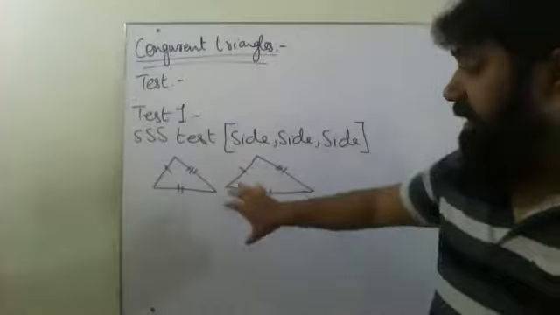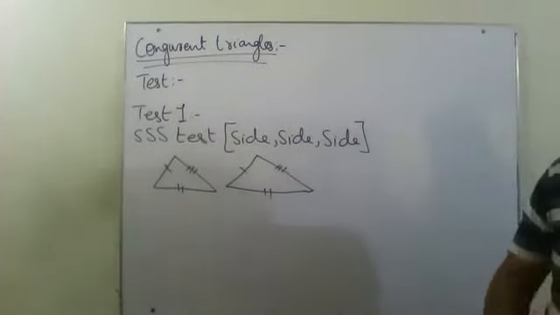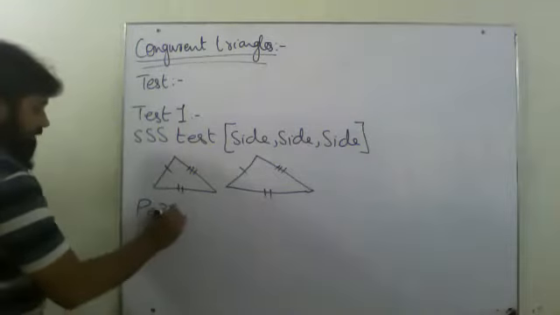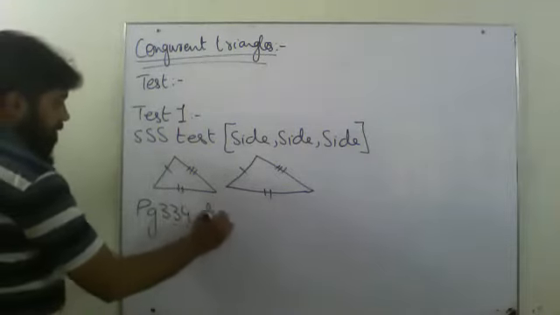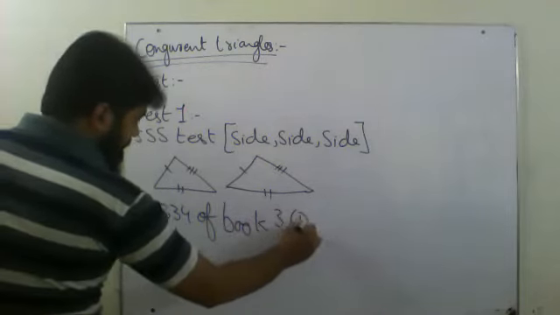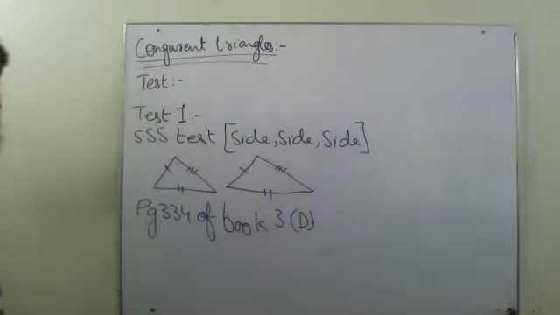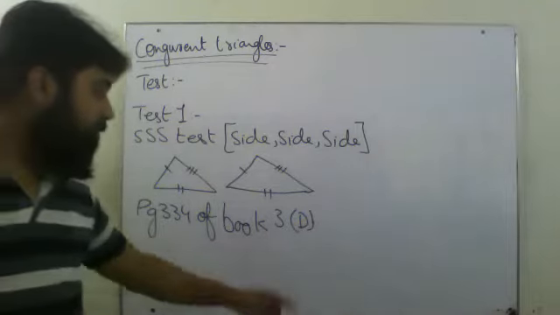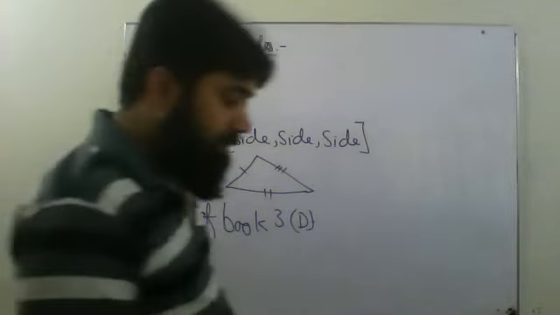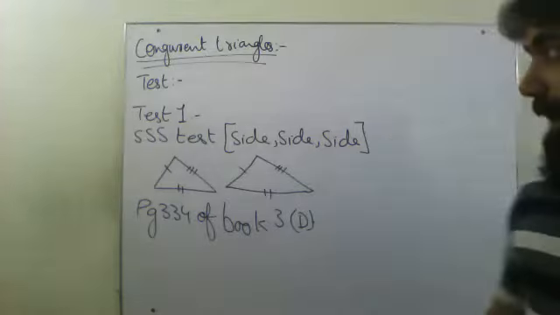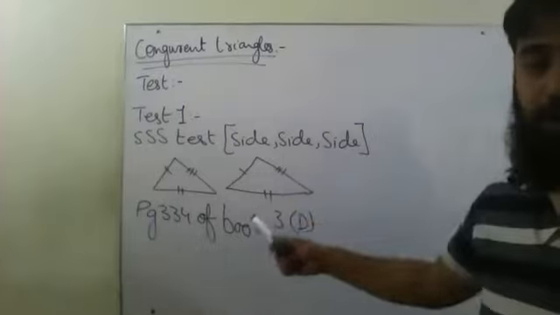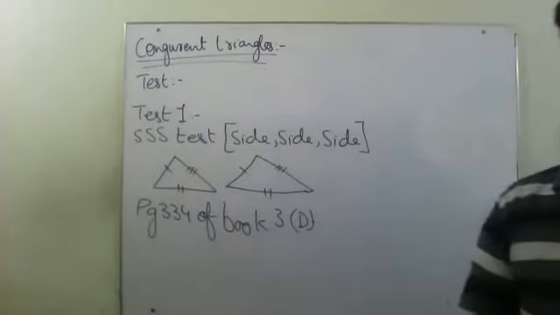Now, this test statement is given at page number 334 of book 3, D series. Page number 334, book 3. You can go over there and read the statement. The statement is also given at the end of the page. I have explained the concept over here, and you can read the statement from your book.